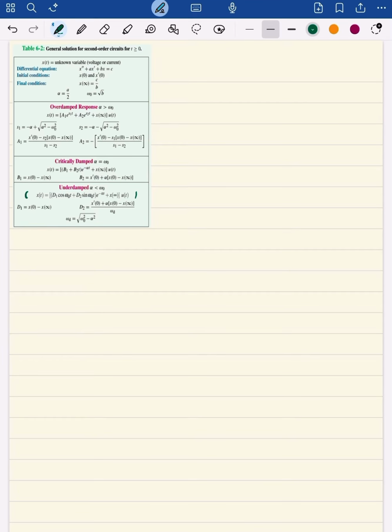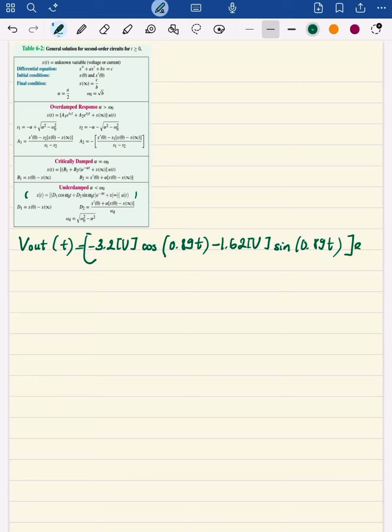Now we just plug it into our equation and we have it complete. Plug it in right here, the equation right here with V out. V out of t is going to be D1, and our D1 is negative 3.2, times cosine of omega D, which is 0.89 t, plus D2. D2 is also minus a negative number, minus 1.62 times sine 0.89 t. Everything times e to the negative alpha, which is negative 0.45 t, plus V out at infinity, which is 3.2 volts.